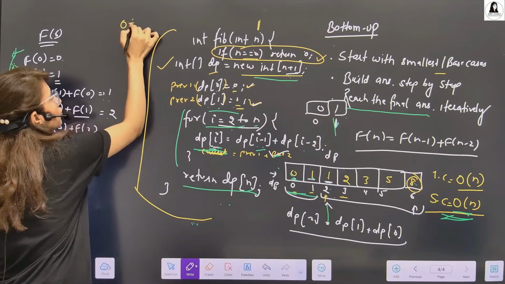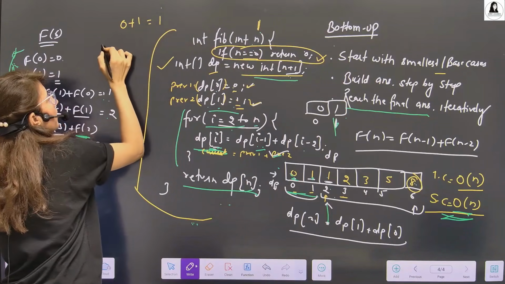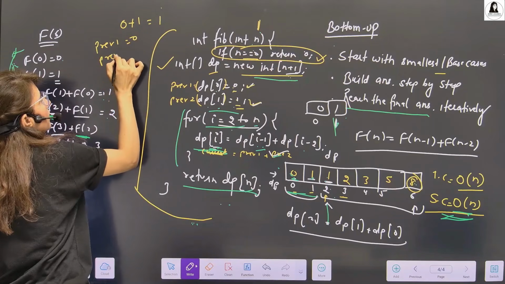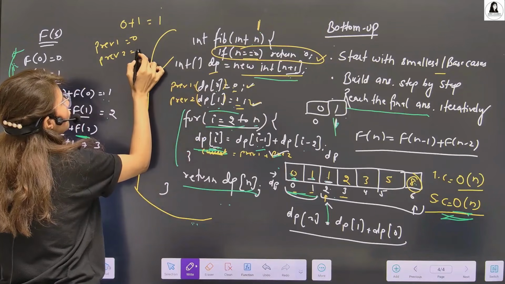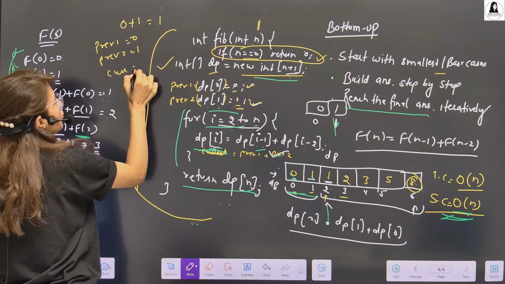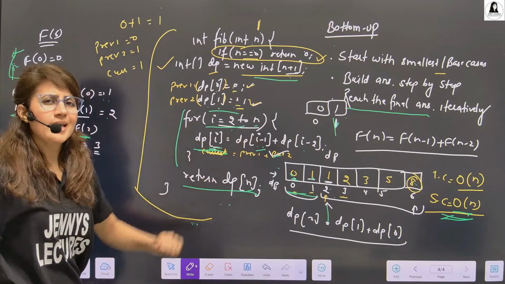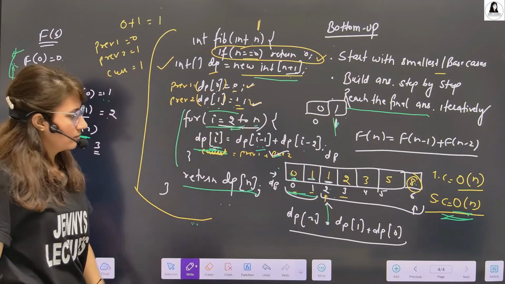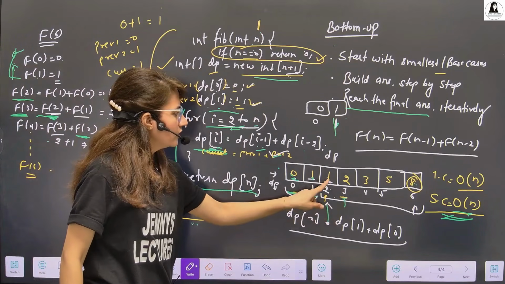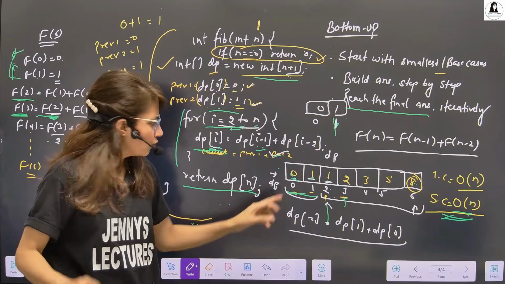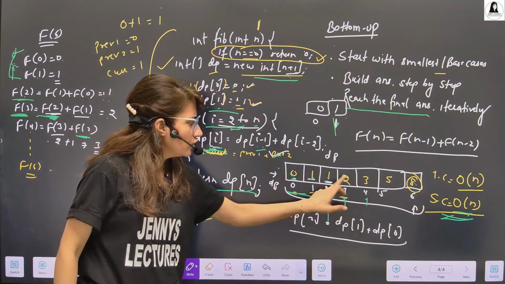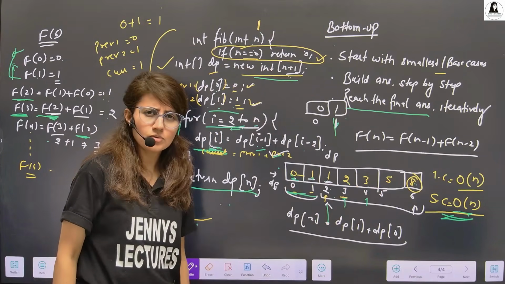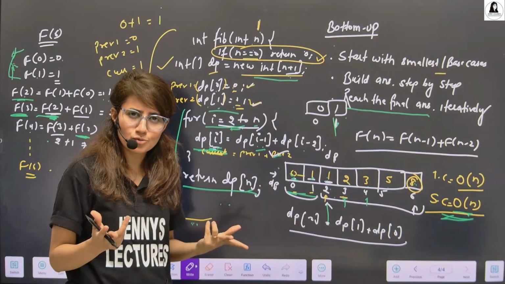So we have added 0 plus 1 and we get 1. So this is my current. Previous 1 is 0, previous 2 is equal to 1, and my current is equal to 1. Now to find the next value, when i becomes 2 and 3, what do we need? Just the previous two values. Why are we storing all these? To get this value, I need just the previous two values. So there is no need; just two previous values you have to store.